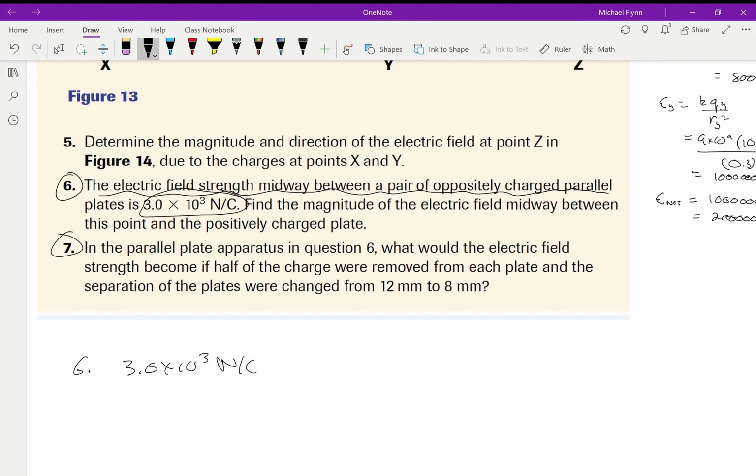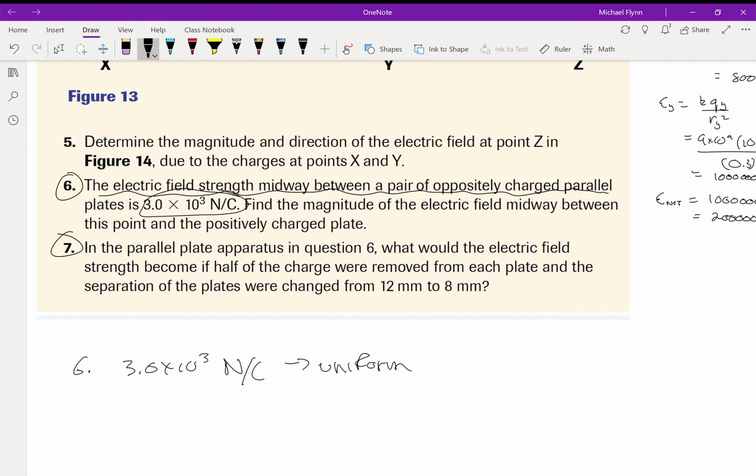newtons per coulomb. It's like saying that the gravity in the middle of your room, right between the floor and the ceiling, is 9.8 newtons per kilogram. So what would it be if you put it closer to the ceiling? Well, the answer is 9.8 newtons per kilogram. What would it be if you put it closer to the floor? 9.8 newtons per kilogram, right? This electric field is uniform, same. So it doesn't matter where you put it between the plates. It's 3,000 everywhere because it's uniform.